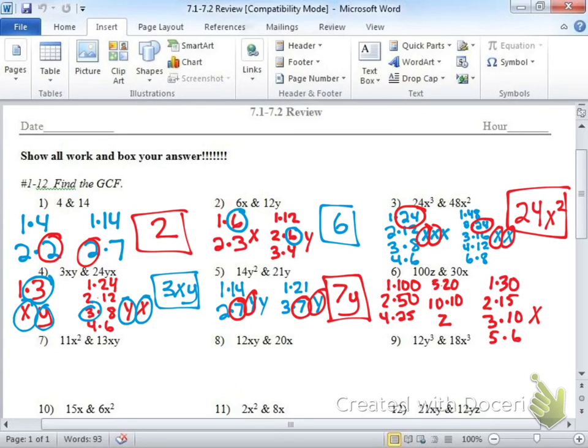So I believe 10 is going to be our biggest number. One has a Z, one has an X. That's nothing in common. So the GCF is 10.